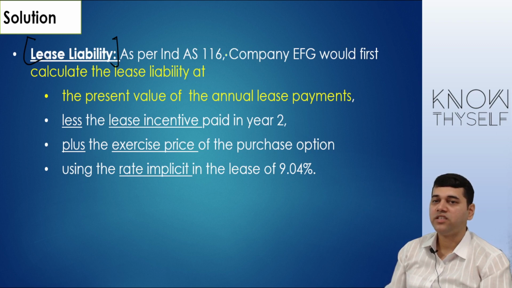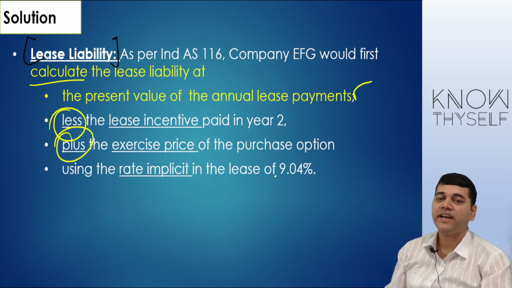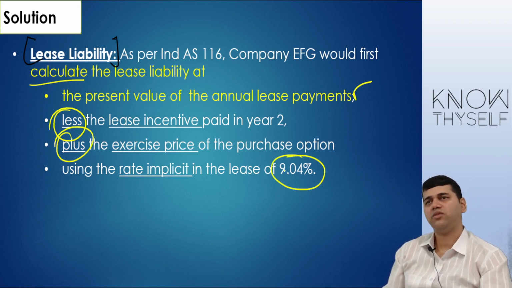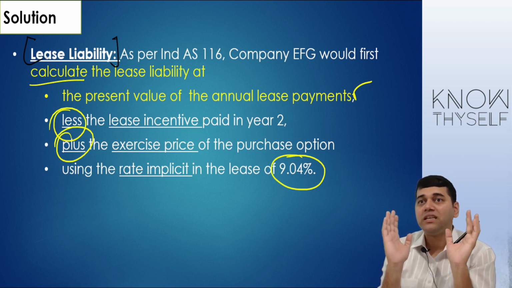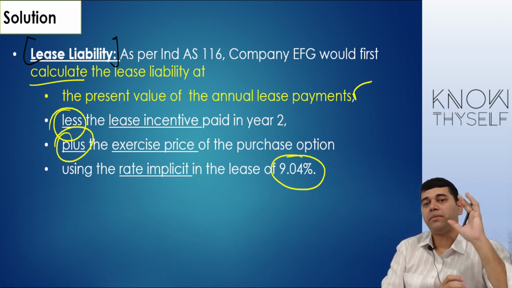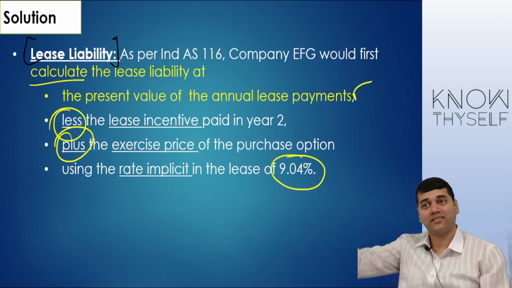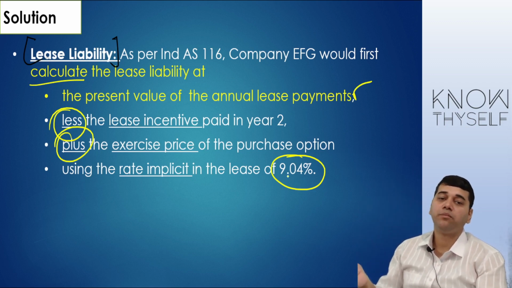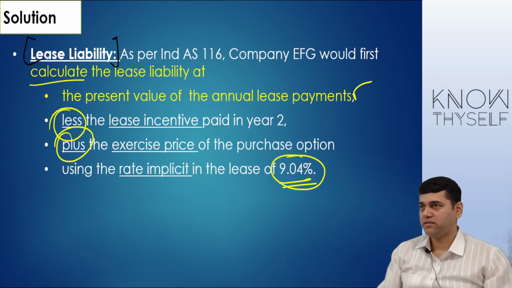As per Ind AS 116, how do you calculate the lease liability? It is the present value of the lease payments less lease incentives plus exercise price, using the rate of 9.04%. You can write it in the form of a sentence. Primarily, you tell how you are going to measure the lease liability initially. Lease liability is initially measured at the present value of lease payments less incentive, add exercise price, to be discounted at 9.04%. It is one sentence, which I have broken into points.